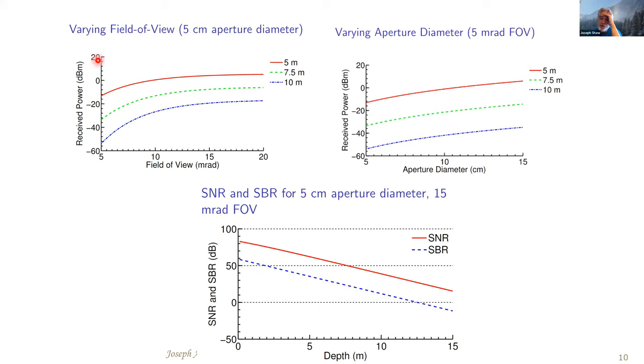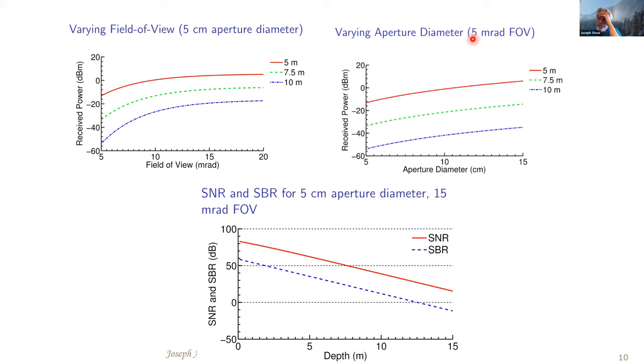And so what we did is we used that equation to model a system, and this plot shows the received power, in this case in dBm, as a function of field of view angle for a fixed 5-centimeter aperture. And this is for three different depths of water. You can see that when you increase the field of view, you get more signal, and then it sort of flattens out. That's because you've captured all the multiple scattered light, and there's really not much more to gain. And as you open up the field of view, now you're just getting more background light, which is hurting you.